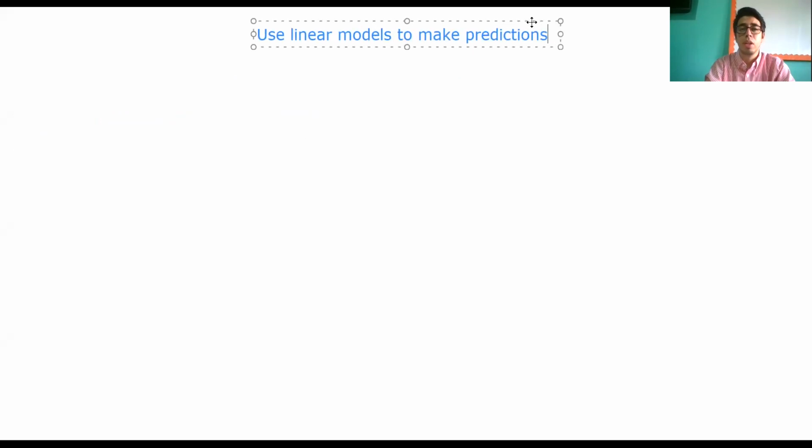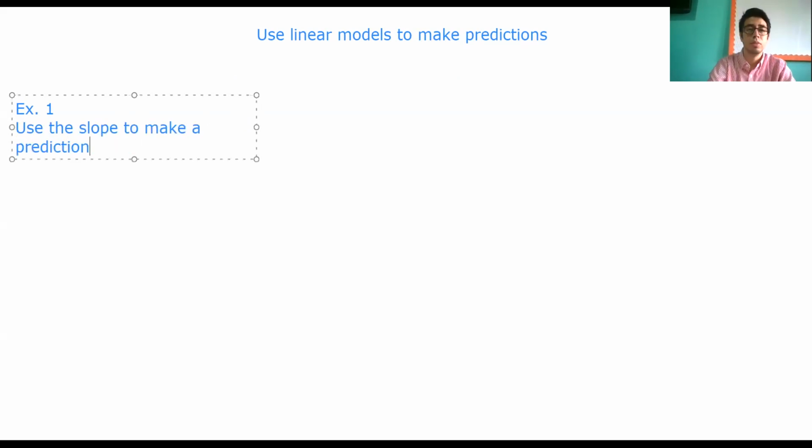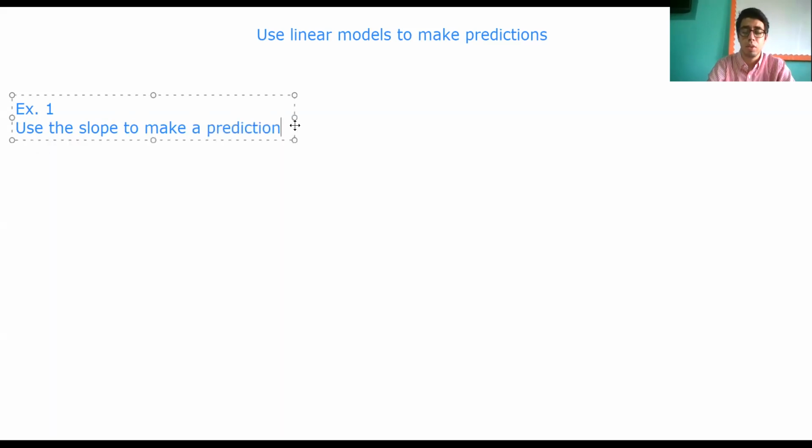Okay. Now in example one, we need to use the slope to make a prediction. So, use the slope to make a prediction. Okay.